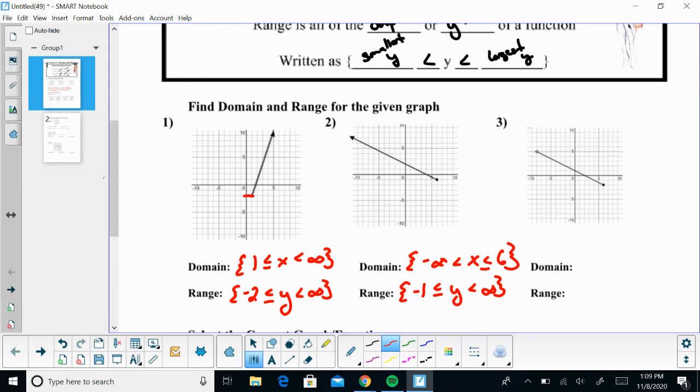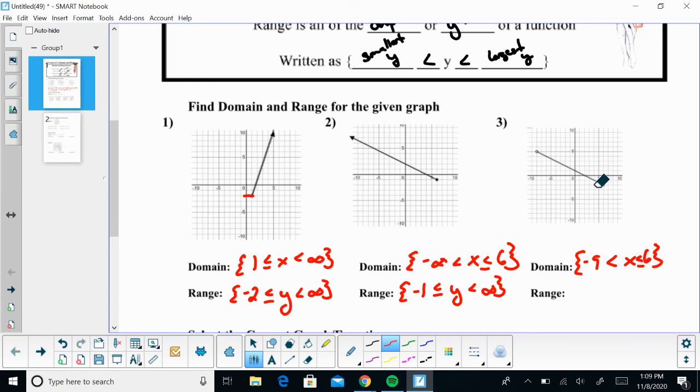One more. My domain here, the smallest x value is -9. And here I'm going to just have a less than sign. This point here is an open circle. That's what we call a hole in our graph. So we have a less than x, and the largest x value is 6.